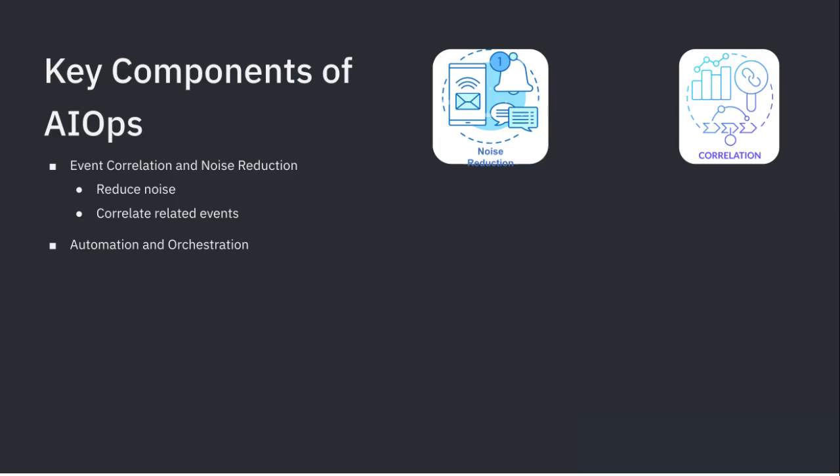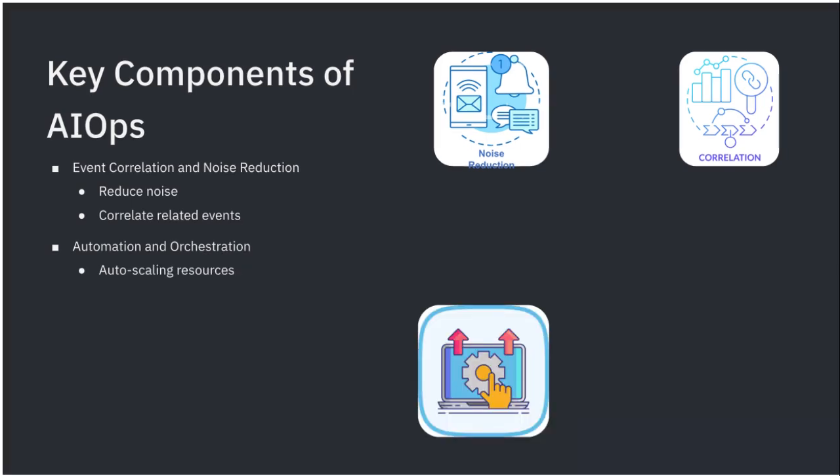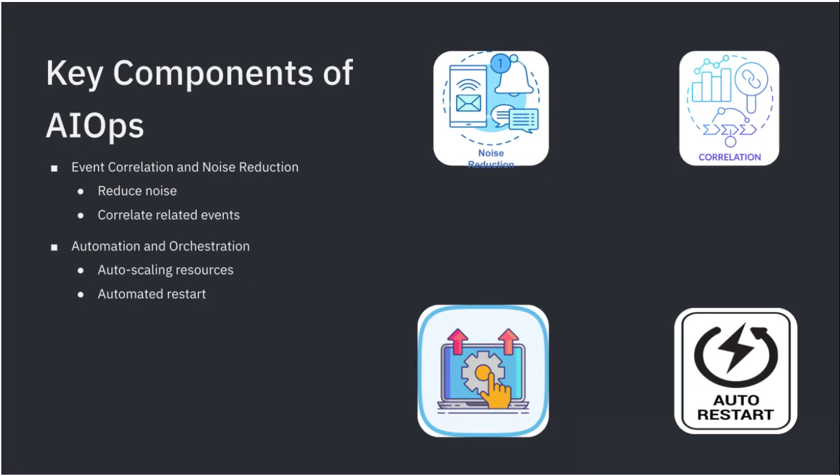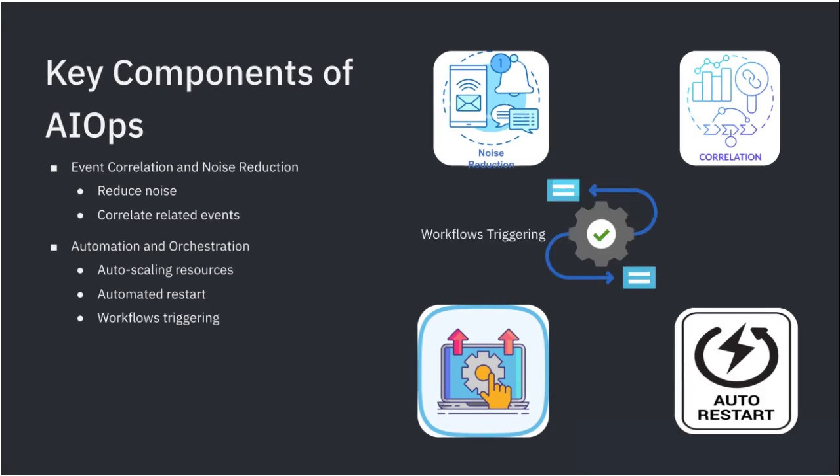4. Automation and orchestration in AIOps. AIOps facilitates the automation of routine IT tasks and responses to detected issues, such as auto-scaling resources during peak usage, automatically restarting failed services, and triggering workflows for complex incident resolution. This automation reduces human intervention, accelerates response times, and minimizes the risk of human error.